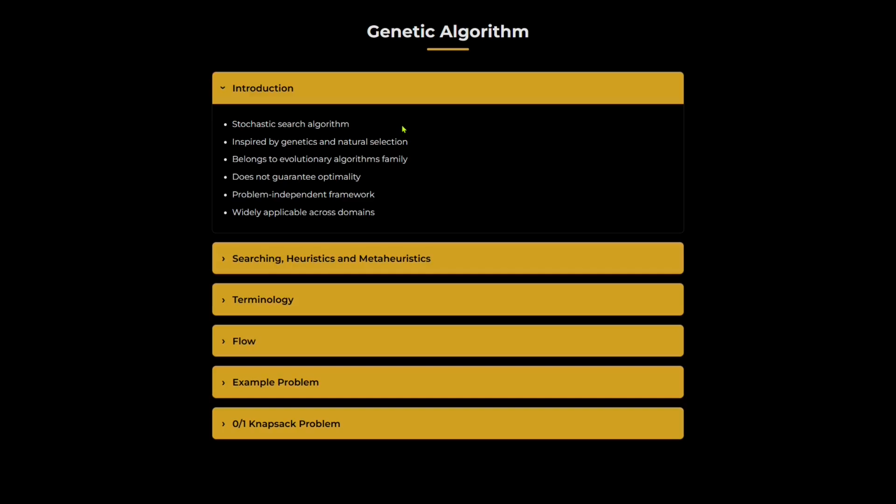Now, genetic algorithm is called stochastic because of the inherent randomness in its search process. We'll take a closer look at where this randomness comes in and how it is actually useful when we go through the flow of the algorithm in detail.